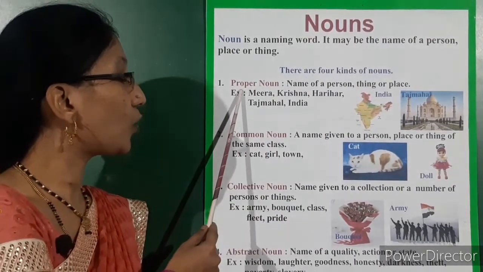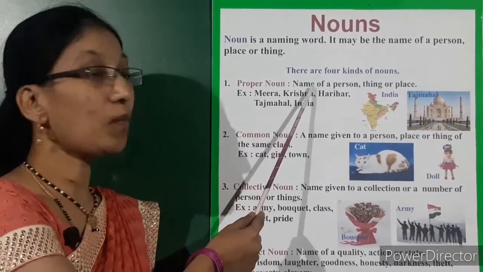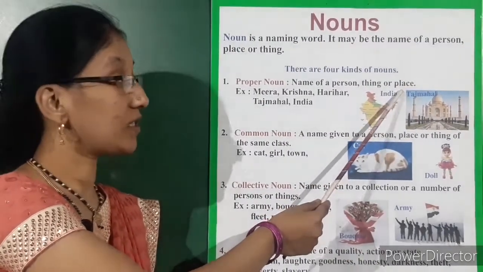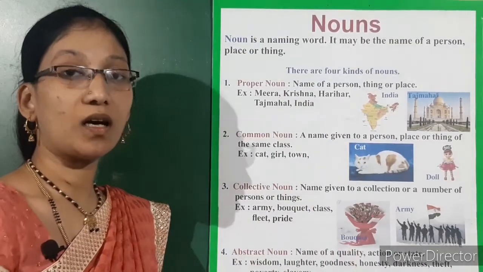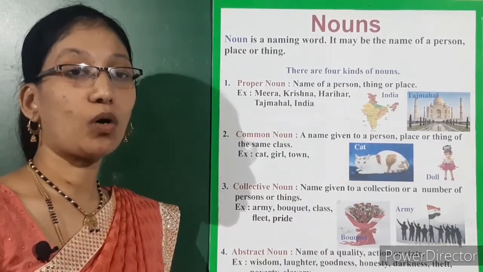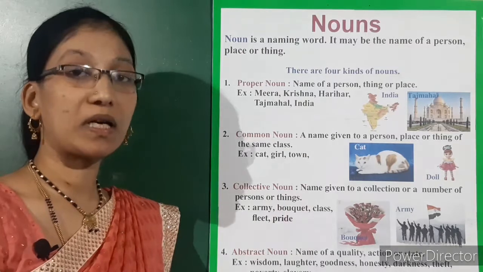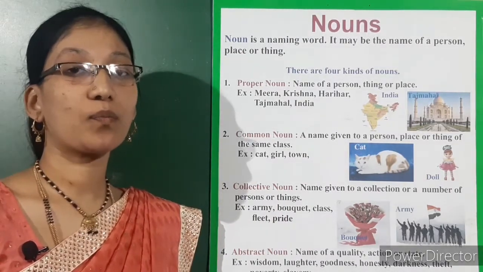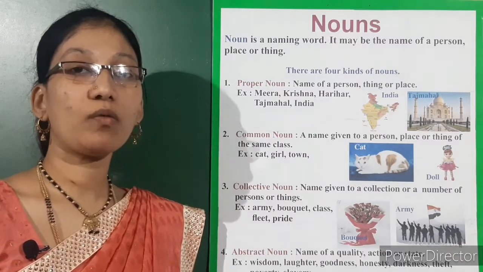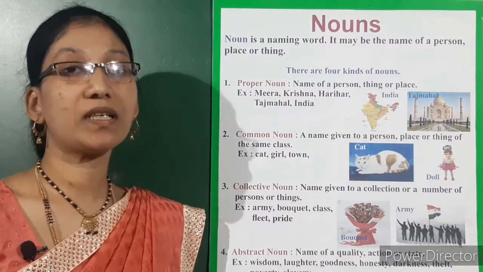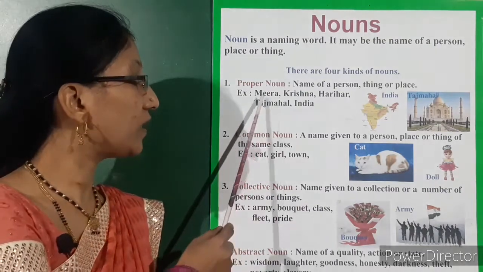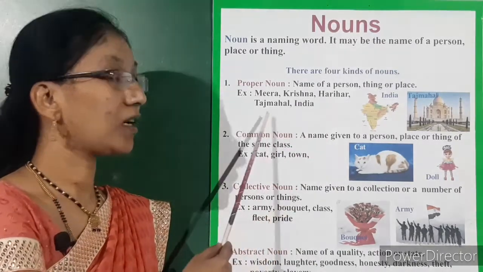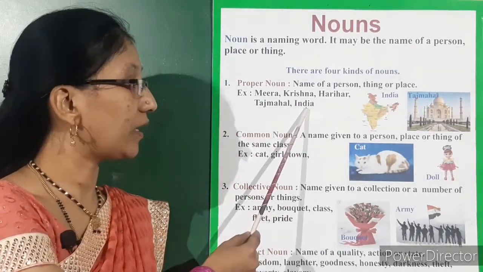First one is proper noun. Name of a person, thing or place. Proper nouns are names of particular person, place, animal or thing. Proper noun always begin with capital letters. For example, Meera, Krishna, Harihar, Taj Mahal, India.